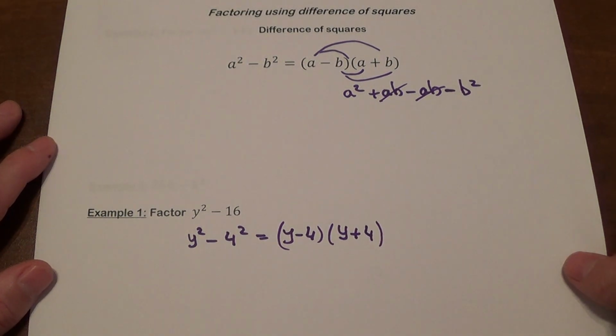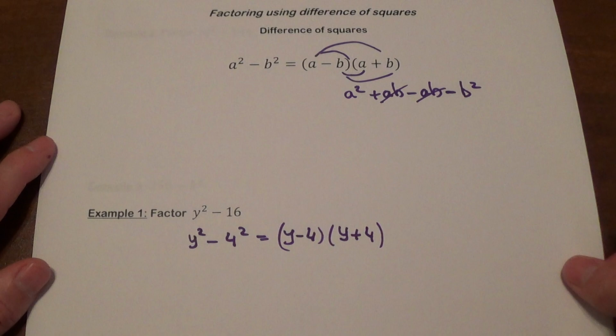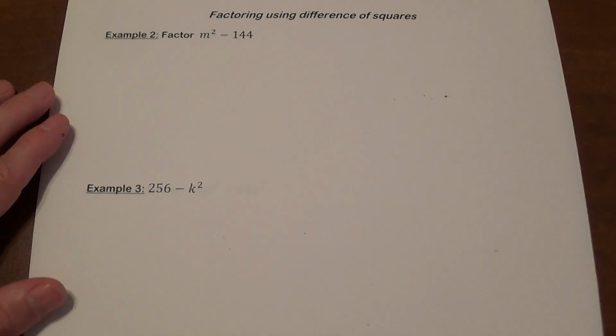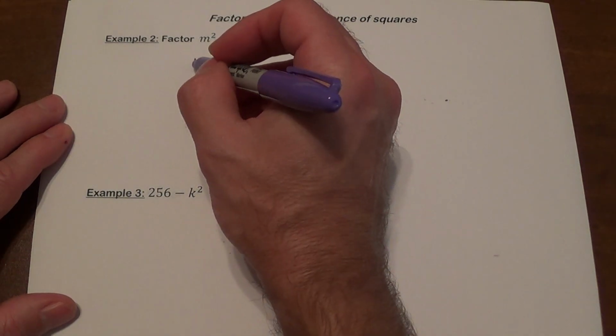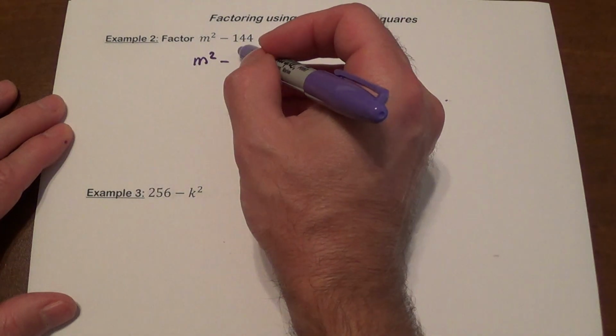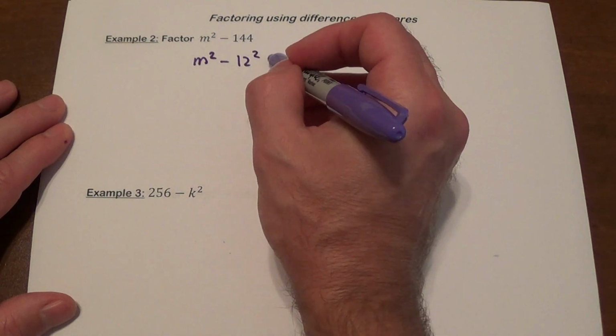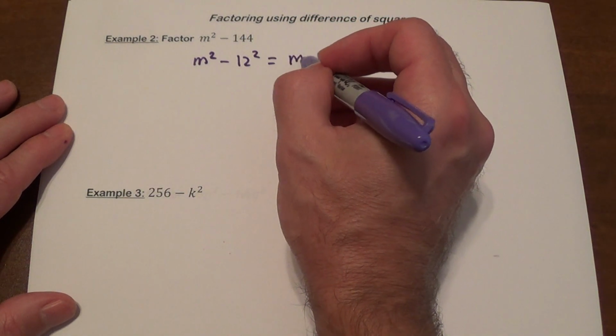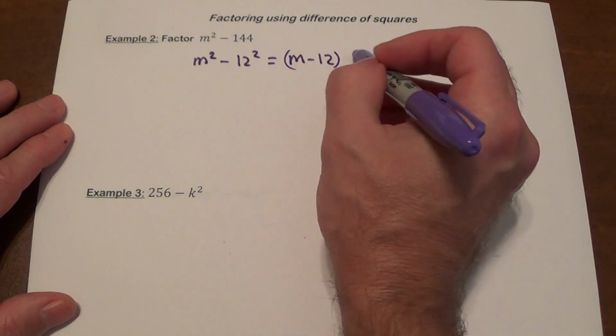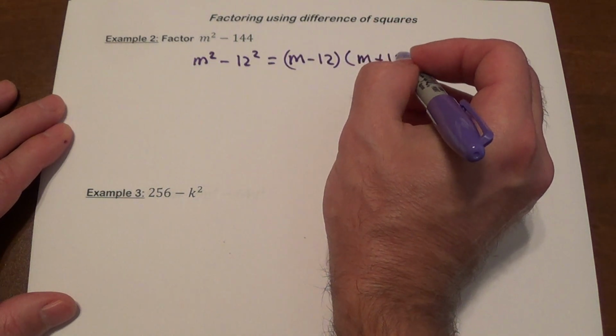Okay. This is very easy as long as you can recognize two squared quantities. m squared minus 144. Obviously we have m squared here. 144 is 12 squared. So that's going to be m minus 12 times m plus 12.